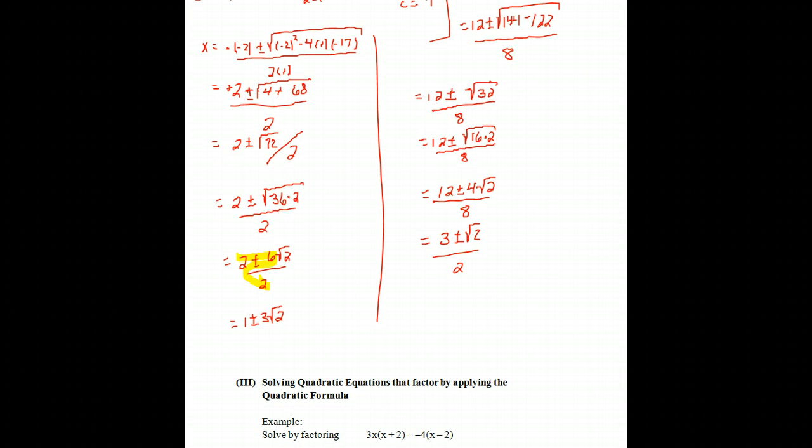So 2 divided by 2 is 1, 6 divided by 2 is 3, and you do not do this step here. You don't say 2 divided by root 2. So here's your answer. It's 1 plus root 3 and 1 subtract root 3. So that's a plus or minus symbol.